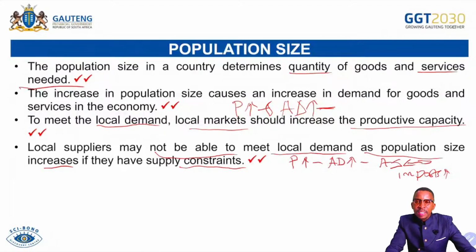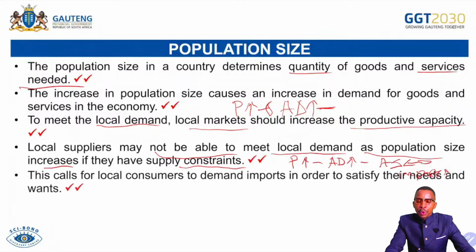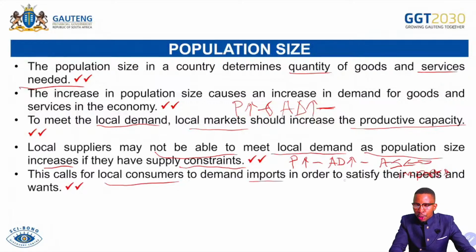So we simply demand goods from other countries because of the increase in population. We know that the population, as it increases, determines the quantity of goods demanded by domestic consumers. Then that pushes our firms or local market to produce more goods and services for the domestic market. Should they fail to produce goods for domestic consumers, local consumers will be pushed to demand goods from abroad so that they can meet their needs and wants. This calls for local consumers to demand imports in order to satisfy their needs and wants.